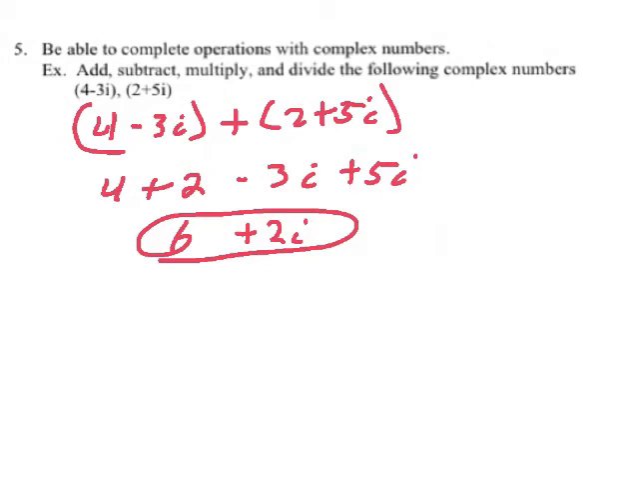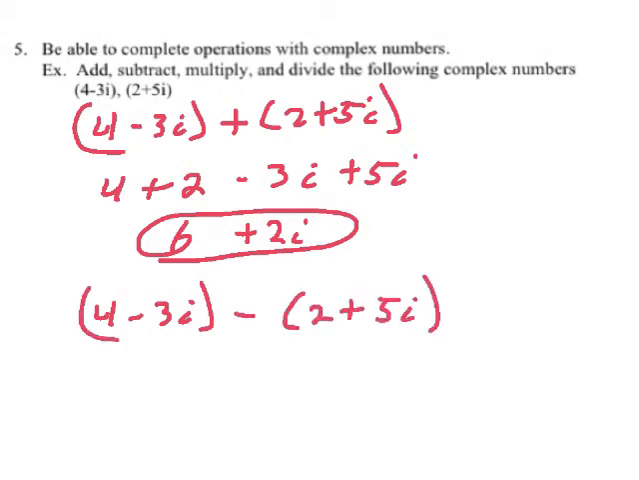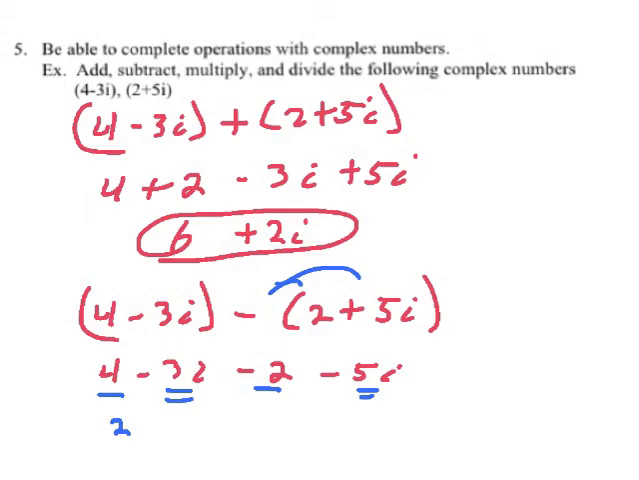Next, let's go with the difference. To find the difference, we have 4 minus 3i minus 2 plus 5i. I am going to distribute in my negative here. So that's going to give me 4 minus 3i minus 2 minus 5i. And I'm going to add like parts, so I will get here 4 minus 2, which gives me 2, and negative 3 minus 5, giving me a negative 8i, and that is my subtraction.